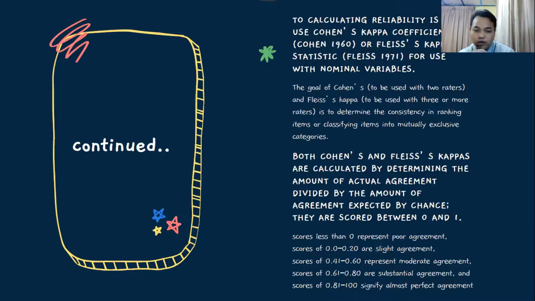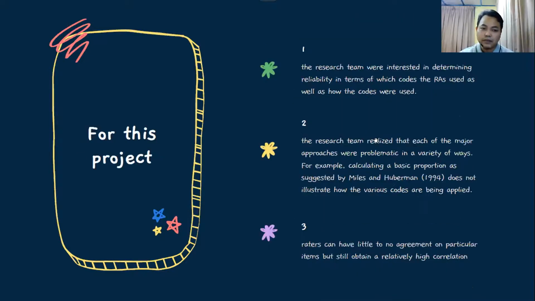Scores less than 0 represent less than chance agreement, 1 represents full agreement, 0.0 to 0.2 slight agreement, 0.41 to 0.6 moderate agreement, 0.61 to 0.8 substantial agreement, and scores of 0.81 to 1.0 signify almost perfect agreement.